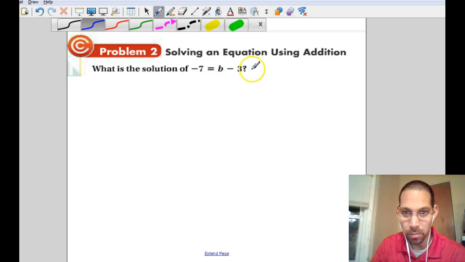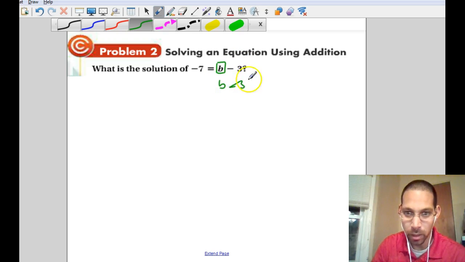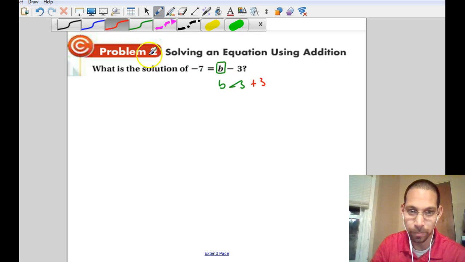Negative 7 equals b minus 3. Once again, you're trying to solve for the variable. The variable is here, b. You want this all by itself, so that means to solve for it, you want to make the negative 3 go away, basically. So if you have negative 3, what do you have to add to it? Well, you have to add positive 3 to it.